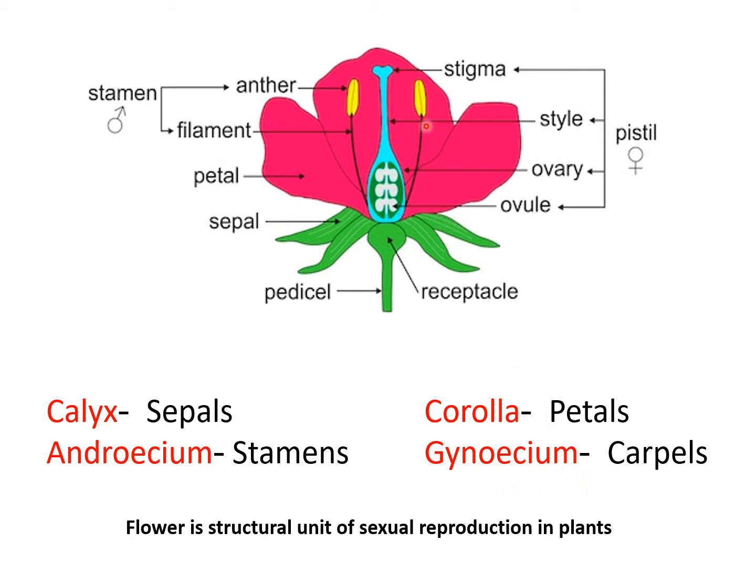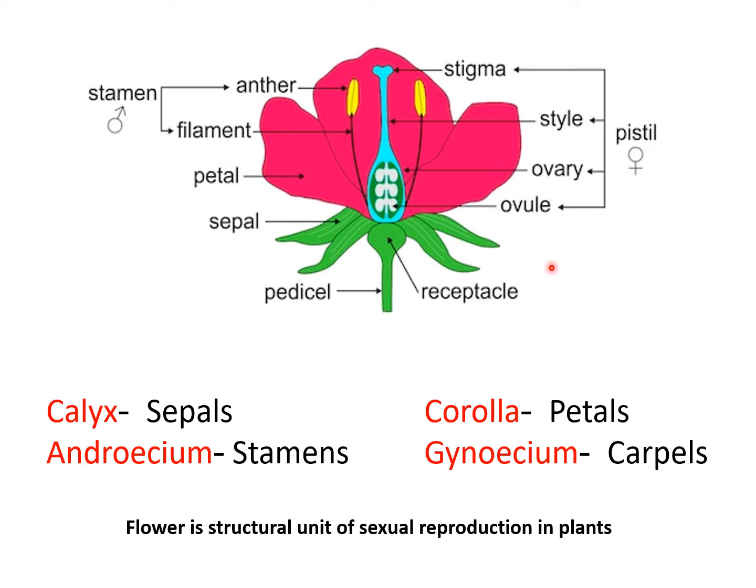Now this is male part that is the stamen and it is made up of anther and filament. Anther and filament are the two parts of the stamen. And carpel is made up of three parts, stigma, style and ovary. This is ovary. So gynoecium is made up of carpel and androecium is made up of stamen. So thus we have learned about the parts of the flower.